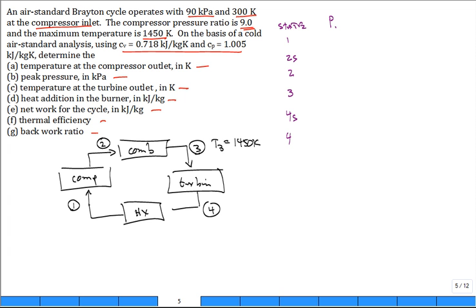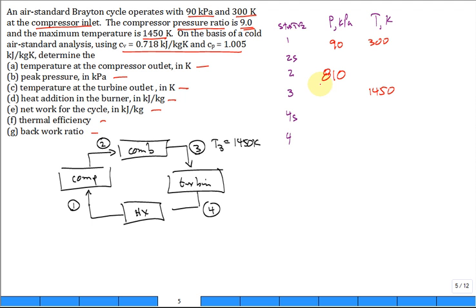Get the pressure in kilopascal or something, and temperature in Kelvin, and put in the values that are given. So it's coming in at 90 and 300. Its maximum temperature is 1450. I think those are the only hard numbers. The compressor pressure ratio is 9. So guess what the pressure at state 2 is? 9 times 90. See that? So what is 9 times 90?